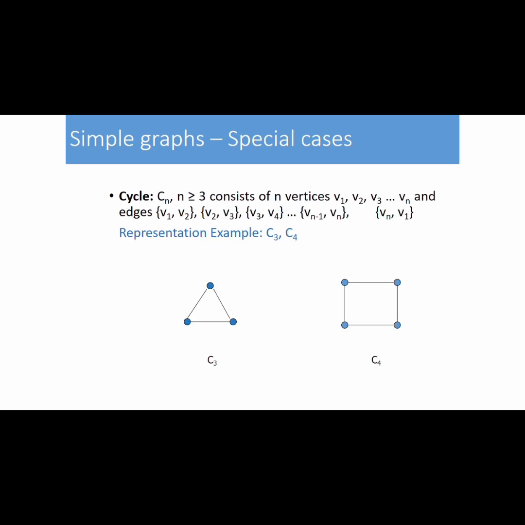Another special case is the cycle, represented by Cn. Here n is always greater than or equal to 3, because C3 is, let us see, the graph having 3 vertices and 3 edges. It consists of n vertices but always starts with n greater than or equal to 3 only. The edge set is V1 to V2, V2 to V3, like that. Particularly, the last edge is Vn to V1. The starting and end vertices should be connected to form a cycle.